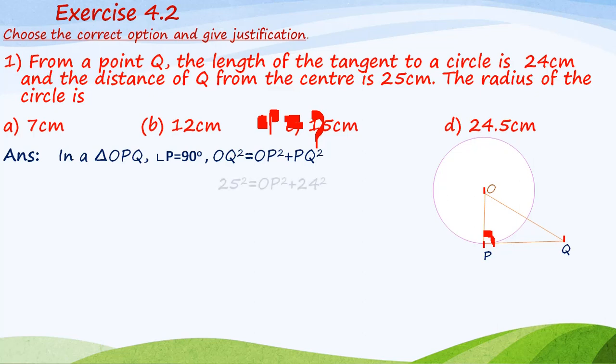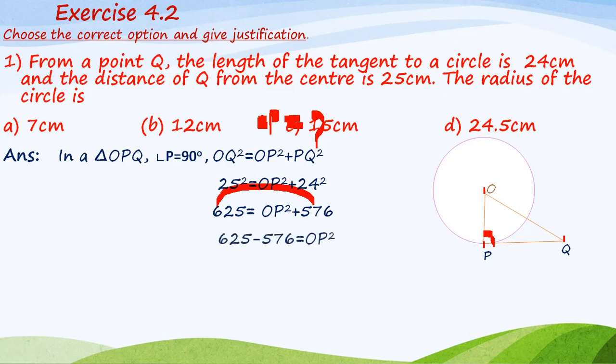By substituting the value of OQ and PQ in the above equation, we get 25 square is equal to OP square plus 24 square. 25 square means 625. 24 square is 576. 576 is shifted to the left side. We get 625 minus 576 is equal to OP square. Means 49 is equal to OP square. OP is equal to root 49. Square root of 49 is 7 centimeter, because 49 is a perfect square of 7. Means OP is 7 centimeter.